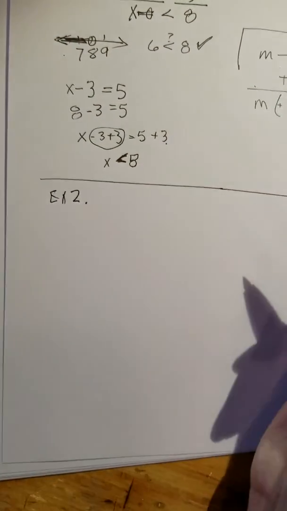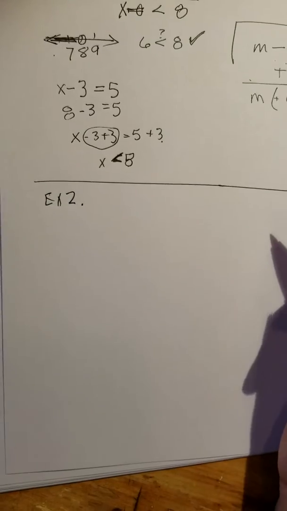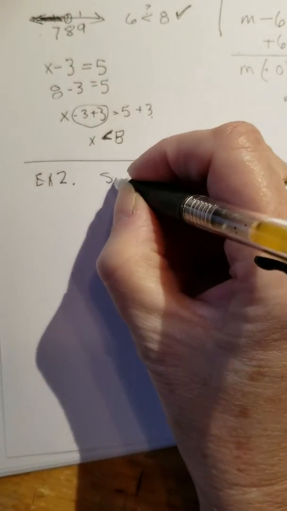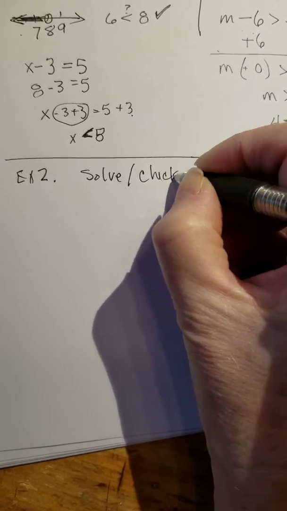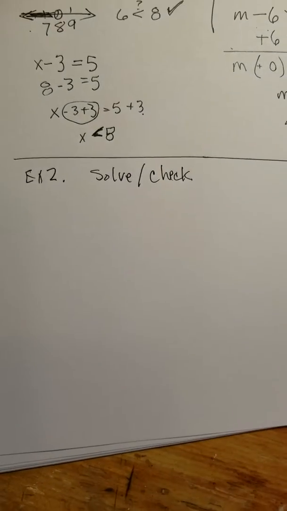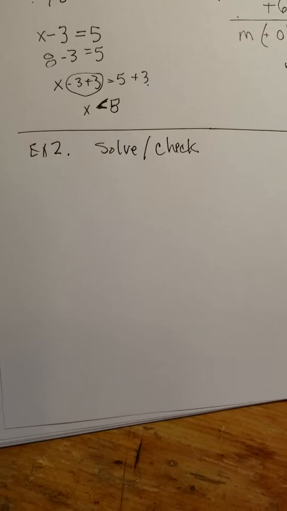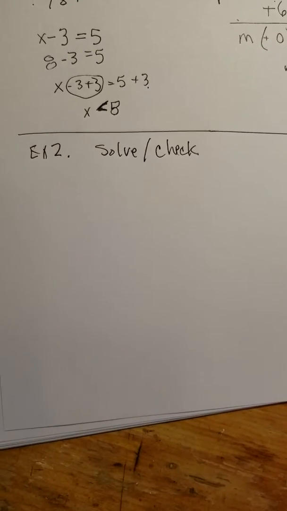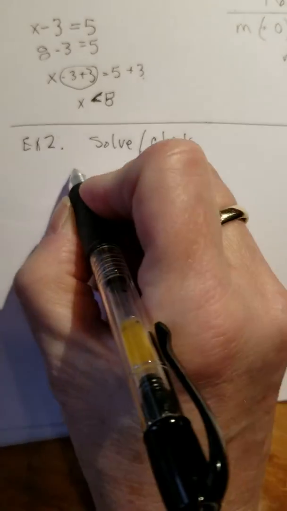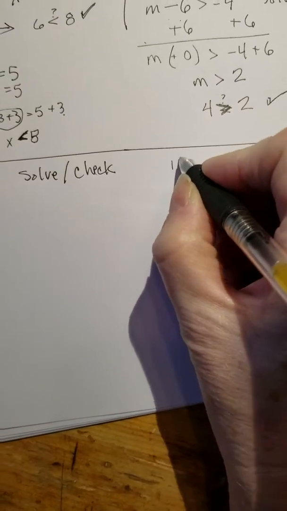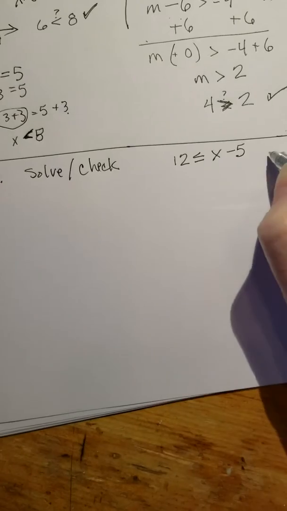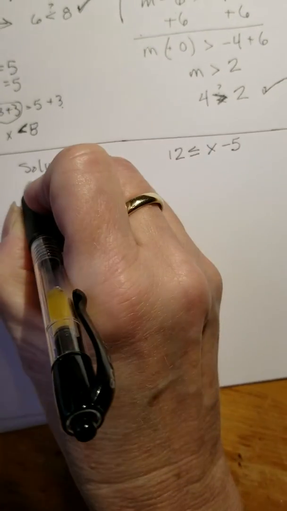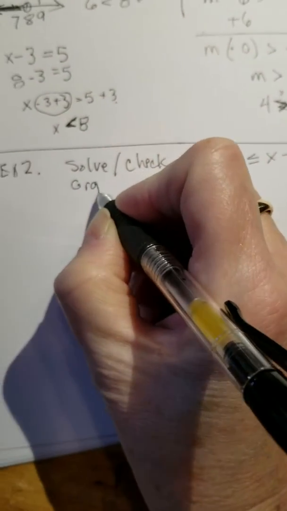Example 2. And y'all should be writing along with me. Solving and checking. You always want to check, because there's a lot of your problems I'm grading that if you had gone to check, you would have realized you had gotten it wrong. And then you could fix it before you turn it in. So our example, we're going to solve 12 is less than or equal to x minus 5. We're going to solve and graph.